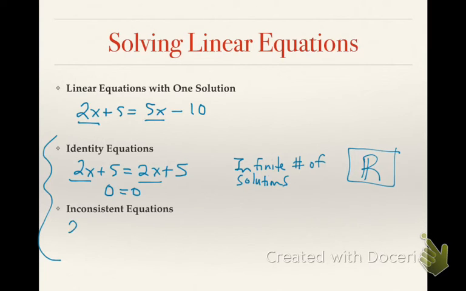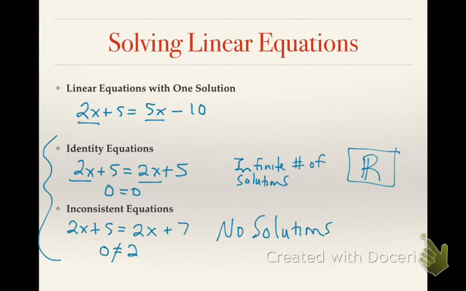Now, inconsistent equations also have the same coefficient. However, they're going to have a different numerical value. So the 5 would be in one equation, but you'd have maybe a plus 7 in another. If you were to solve this equation, subtract the 2x from both sides, subtract the 5 from both sides, you get 0 is equal to 2, and that's a false statement. So this type of equation has no solutions. There are no values of x that will ever make this a true statement. Real or imaginary doesn't matter. There are no solutions at all. That's why it's inconsistent.